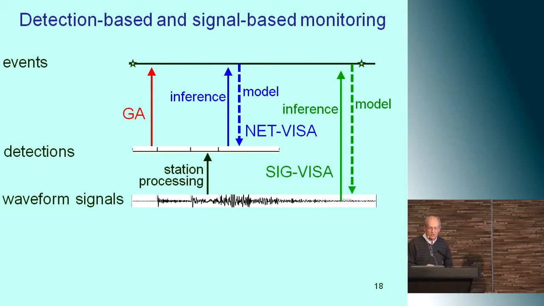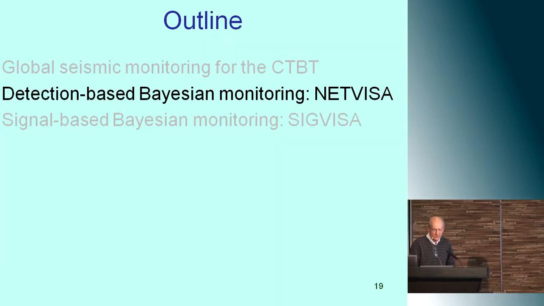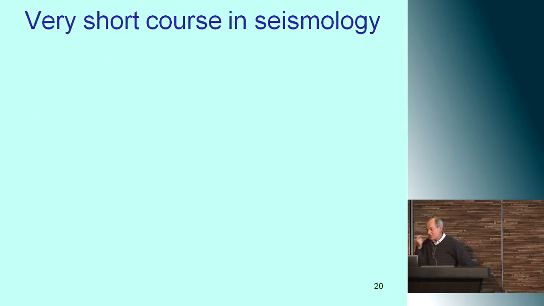A more sophisticated approach would be to try to model the raw data itself. So not have this pre-processing step that does some kind of thresholding, but actually model the detailed raw signal data itself. I'll talk about that approach later. Let's start with this detection-based Bayesian monitoring approach. In order to explain the model, I have to teach you some seismology. It's a very, very easy field, at least in part one.